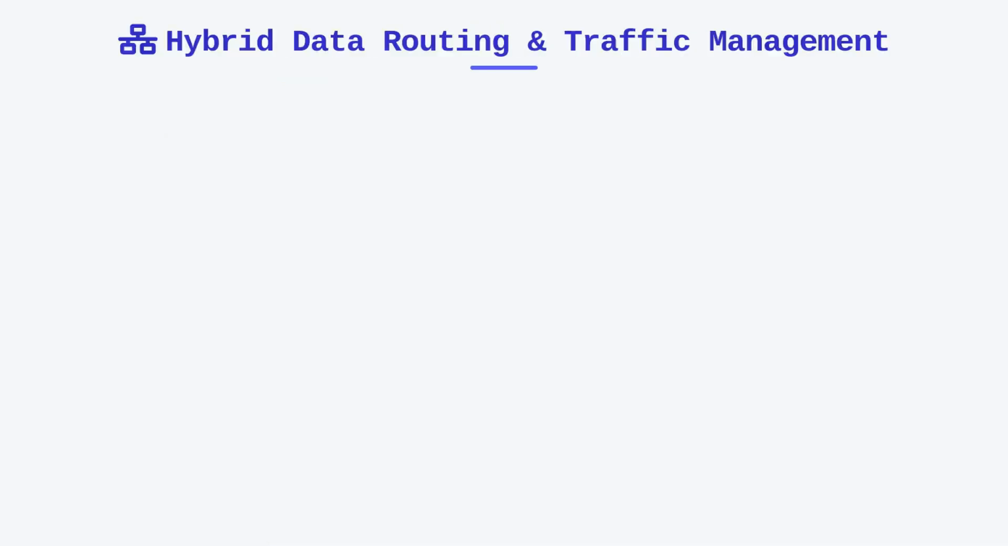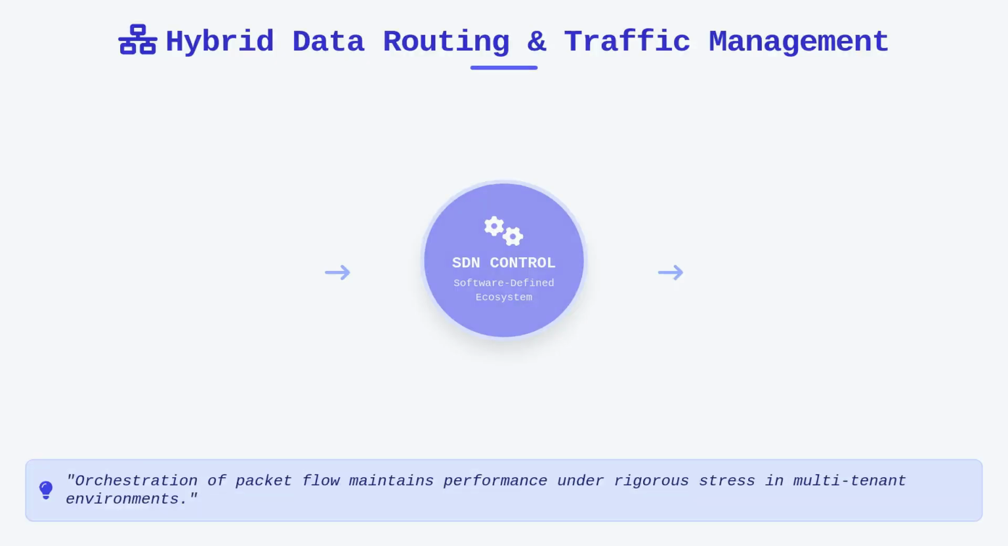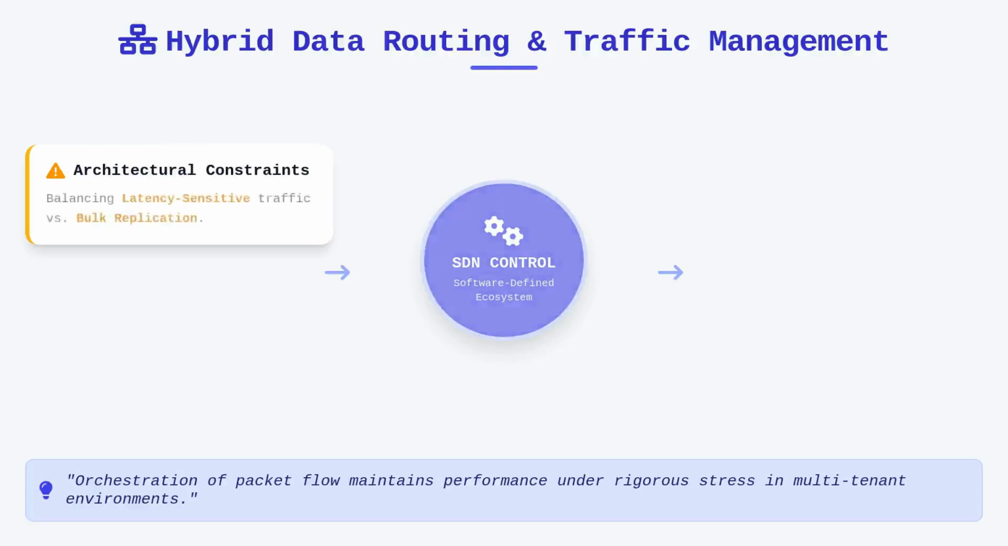Efficiently routing data across hybrid boundaries requires a firm understanding of how various components interact within a software-defined ecosystem. When we talk about traffic management, we are essentially discussing the orchestration of packet flow to maintain performance under rigorous stress conditions. An architectural constraint often emerges when we try to balance latency-sensitive traffic with bulk background replication, requiring us to implement sophisticated queuing and prioritization strategies.